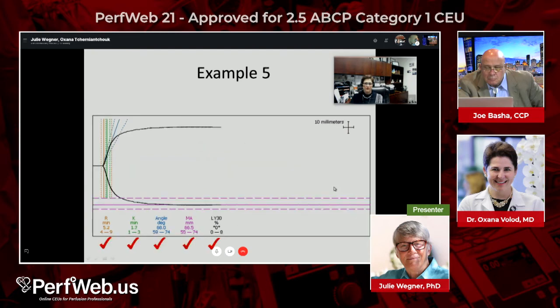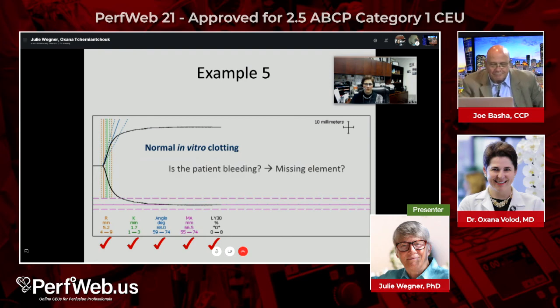And then example five, wow, everything's normal. So these are the best ones to have at the end of a case if the patient is not bleeding. It just demonstrates normal in vitro clotting. But what if the patient is actually bleeding? What information can you gain from the fact that you have a normal TEG, but the patient is bleeding?